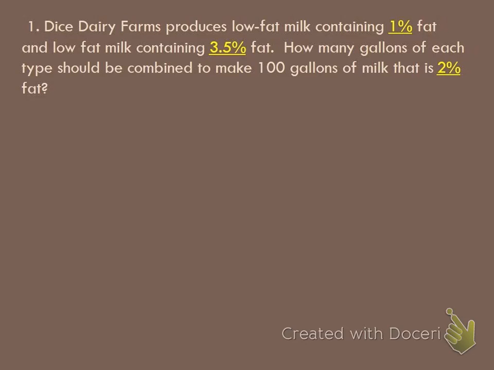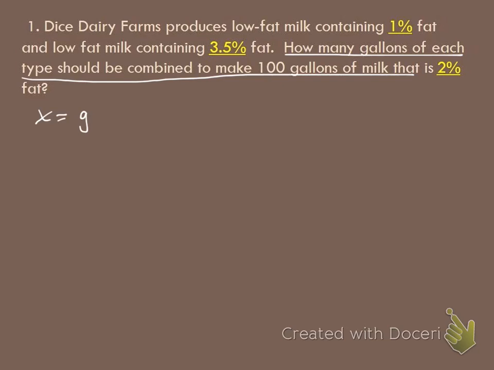They've got these two mixtures, 1% and 3.5%, and they want to combine those to come up with 2% milk, right? Without getting into how different fat content of milk is produced. But okay, so we always start the same way as we did the last ones. Underline the question, because that tells you how many variables and how you have to define them, right? How many gallons of each type should be combined? So there's two types. We don't know the number of gallons of each one.